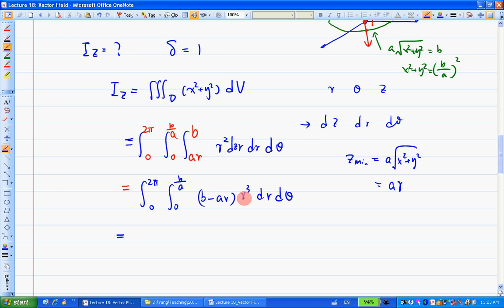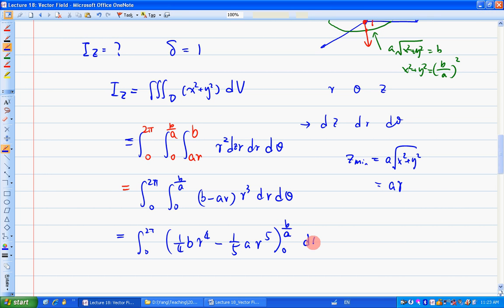All right, so then do this one here, and 1 over 4 b r to the power of, no, 1 over 4, yeah, that's right, 1 over 4, right? Minus 1 over 5 a r to the power of 5, then 0 to b over a d theta. Okay, is that right?